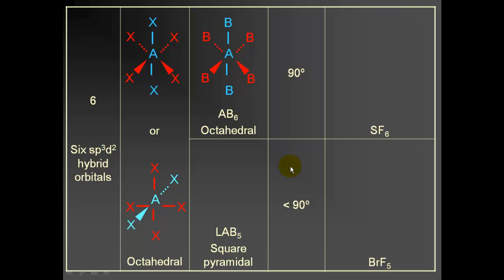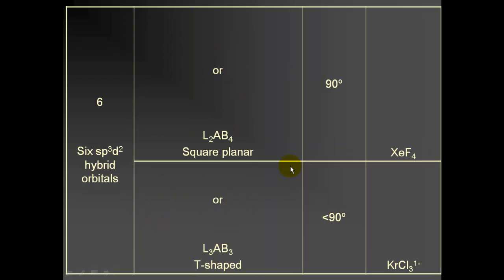If 5 of the domains are bonding and 1 is a lone pair, you have what is called square pyramidal, and now you're looking at bond angles that are less than 90 degrees. If 4 of the domains are bonding and 2 are lone pairs, then we have a square planar. That means that we do not have any atoms attached on the axial part of the molecule. We are back to 90 degrees. So between the B's here, it's a 90-degree angle.